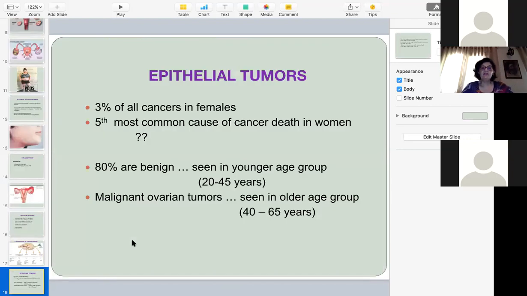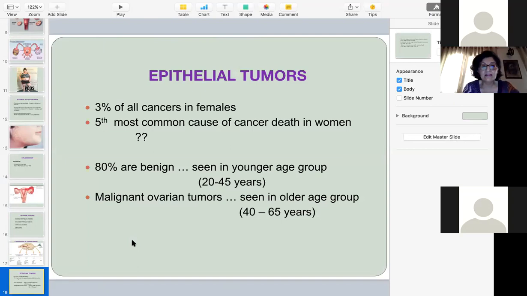Now, epithelial or surface epithelial tumors account for 3% of all cancers in females. I think this figure may not be right. It's probably more than that. It's the fifth most common cause of cancer death in females. Why does it have such a big mortality? Because ovaries are hidden in the pelvis, and any small enlargement of the ovary is not detected.